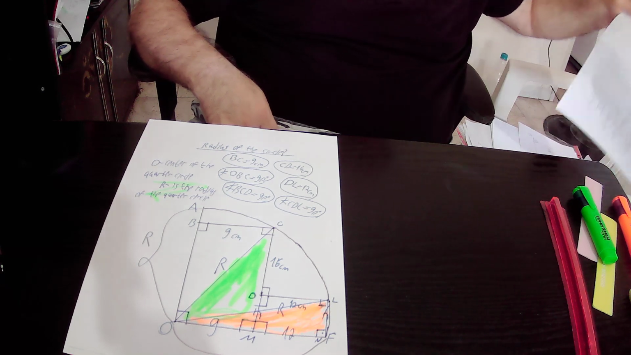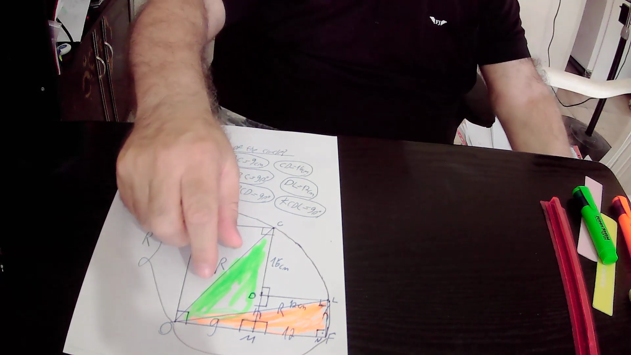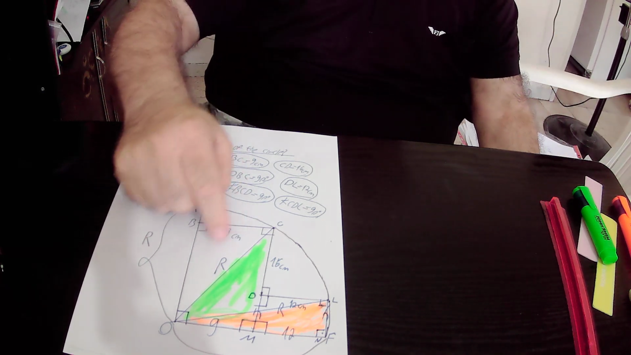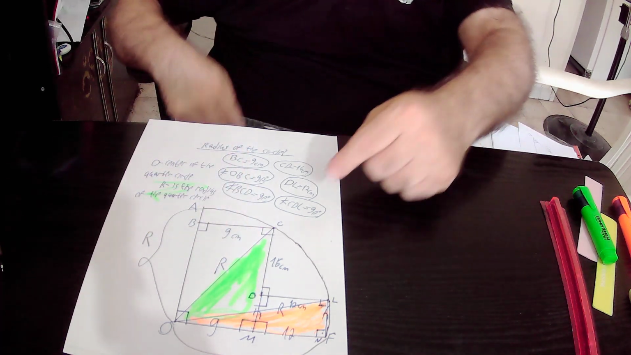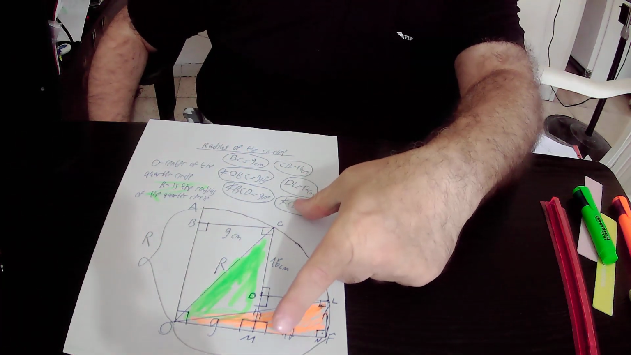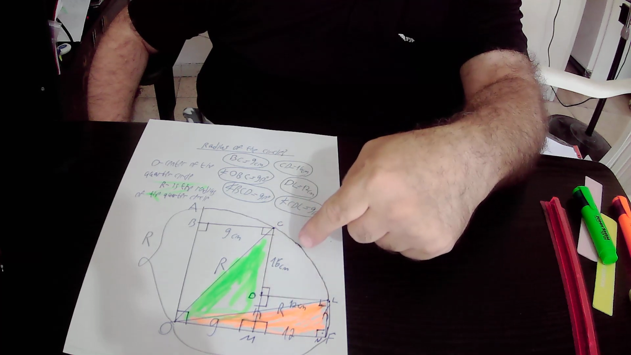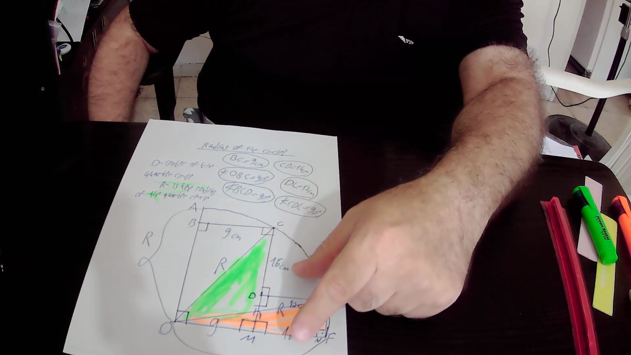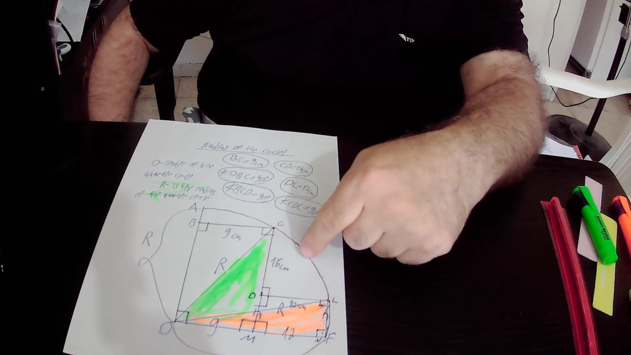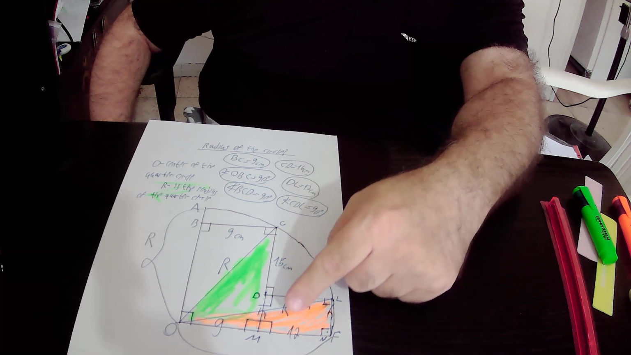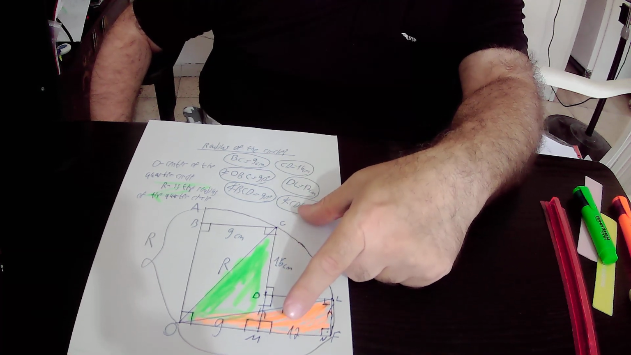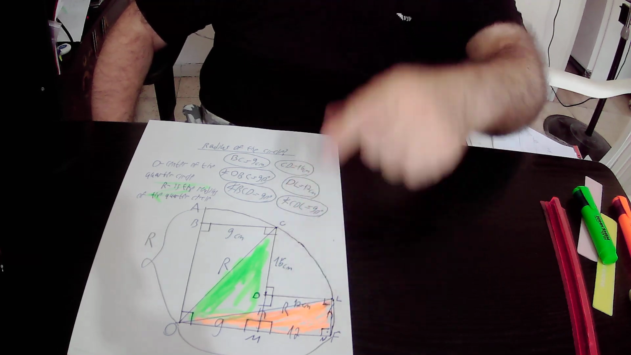So here we implemented the Pythagoras theorem on this right triangle, triangle COM. Now we know that the length of side CM equals CD plus DM. CD is 16 and DM is 8. So in total the length of side CM is 16 plus H.